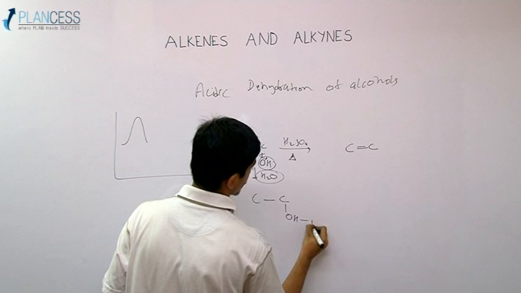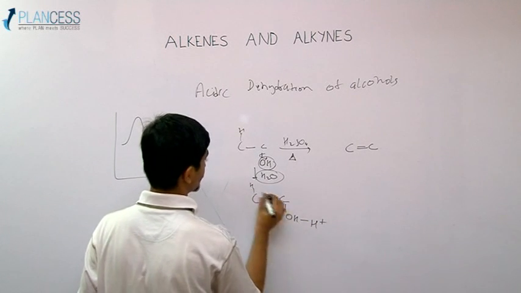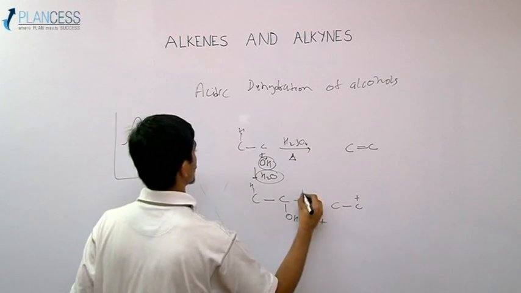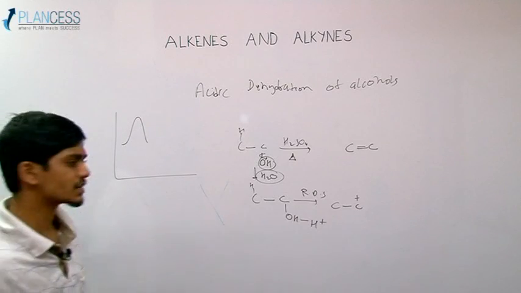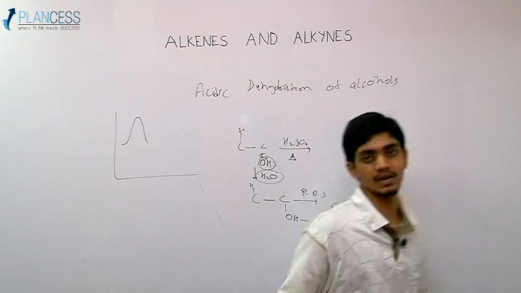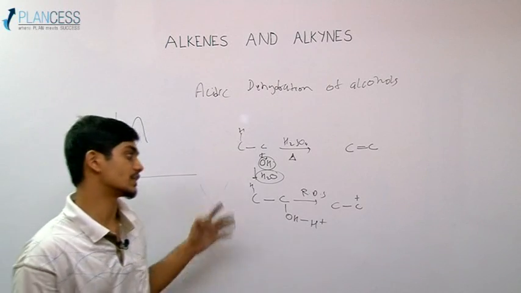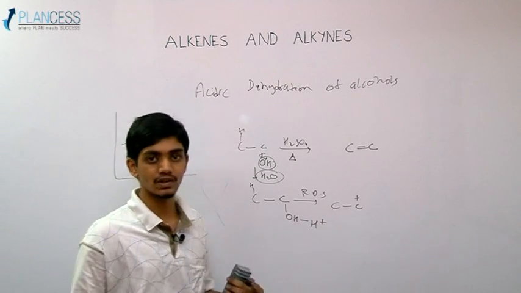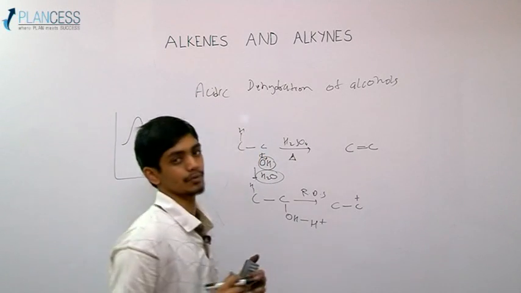OH, positive charge, and hydrogen. This leads to the production of a carbocation. So again, this is a rate determining step. We won't be discussing much about this because this is quite the same as our alkene, the dehydrohalogenation case. But there, the more specific thing was when we have got E2 elimination, we get the stereospecific products. That was a very important point.